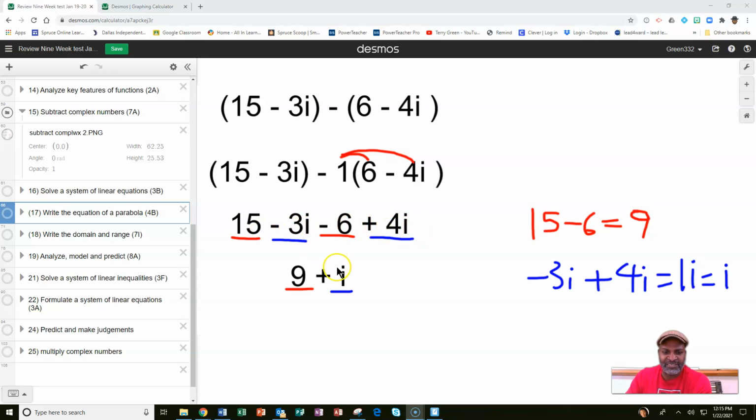4 minus 3 is 1, and it'll be 1i in this case. 1i is just i. So -3i plus 4i is just 1i, which is the same as i. You can't add the real part and the imaginary part because they're not like terms. So your correct answer is 9 plus i.